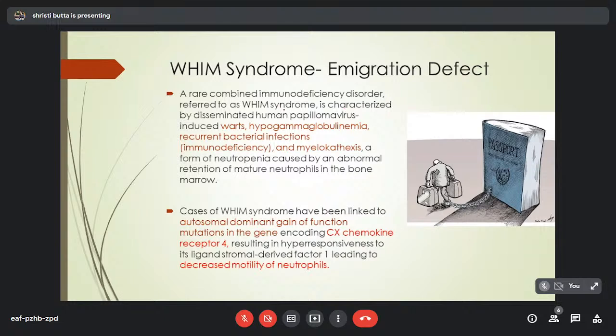This emigration defect allows for presentation in the form of warts or hypogammaglobulinemia and recurrent bacterial infections, as well as myelokathexis. Now, what is this myelokathexis? It's a form of neutropenia caused by an abnormal retention of mature neutrophils in the bone marrow. So, unlike severe congenital neutropenia, where there was myelocyte and promyelocyte arrest, WHIM syndrome causes production of mature neutrophils. However, these mature neutrophils are retained because of the expression of CXCR4.